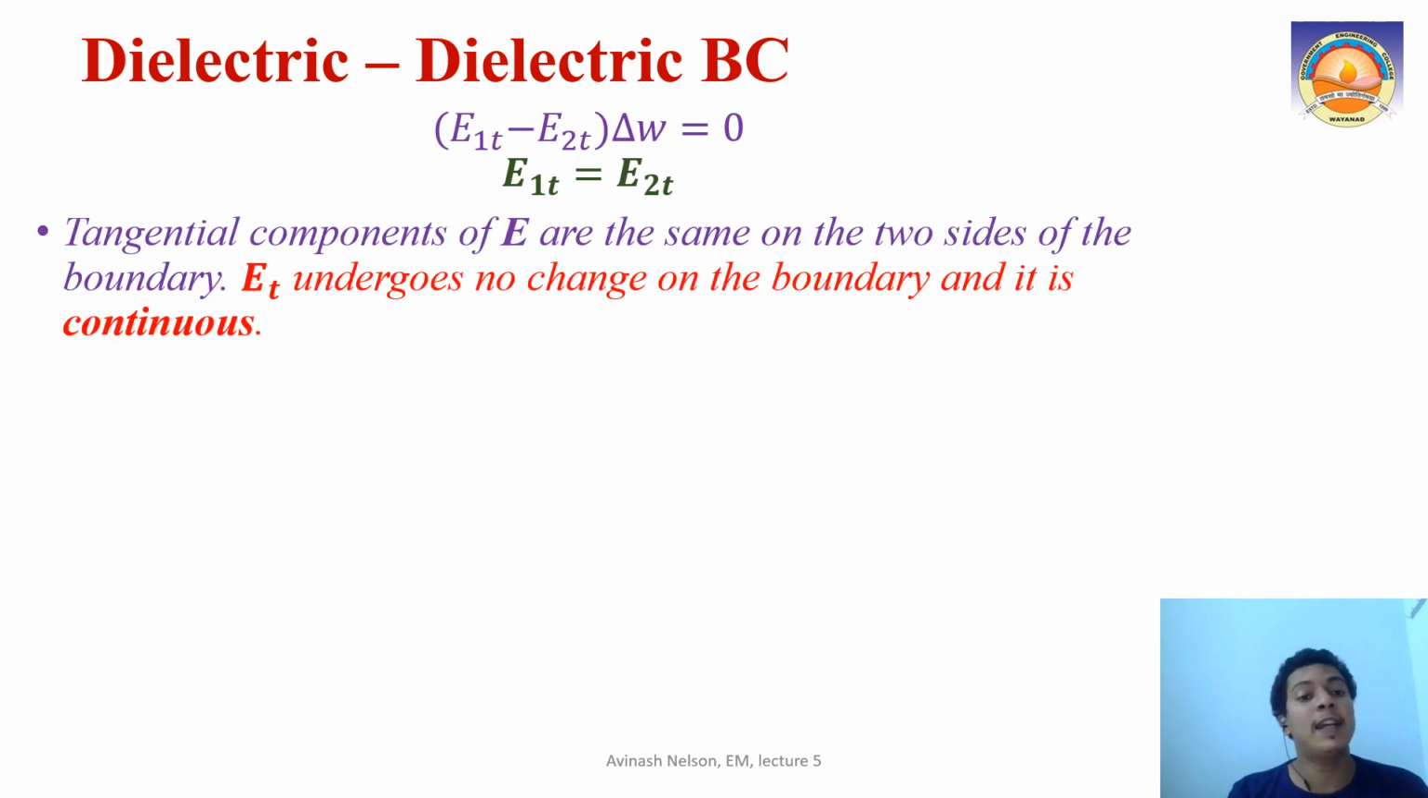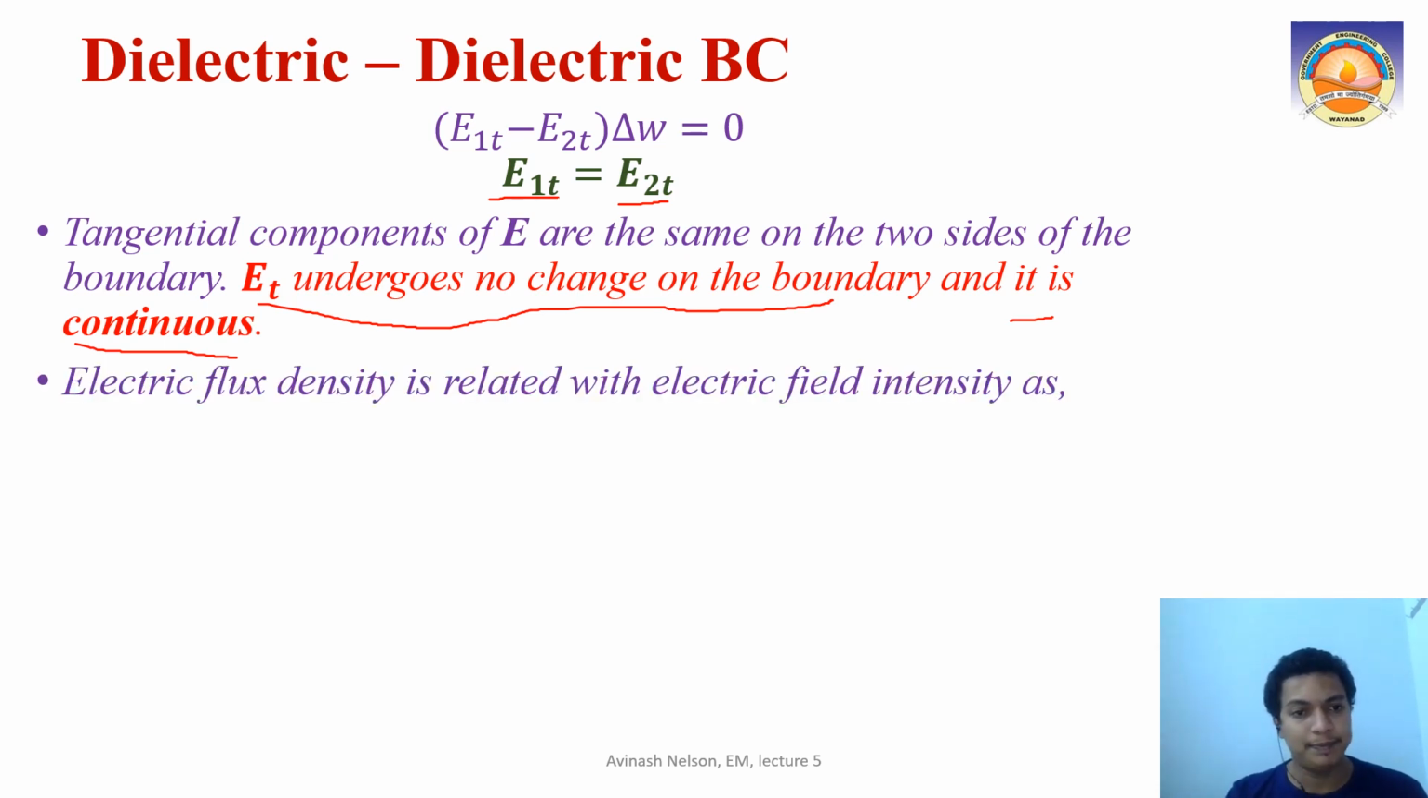Or in words, we can say that the tangential components of electric field intensity are the same on the two sides. E1t means the tangential component of electric field intensity in the first medium and E2t means the same in the second medium. They are both the same at the boundary. That is what it means. Or we can say that Et undergoes no change at the boundary. At the boundary between two media, there is no change in the tangential component when you have two dielectrics. In other words, we say that the tangential component of the electric field intensity is continuous at the boundary. Understood? That is the main point.